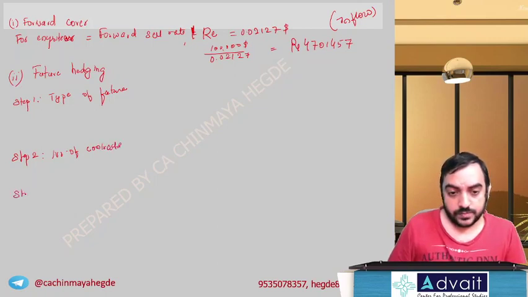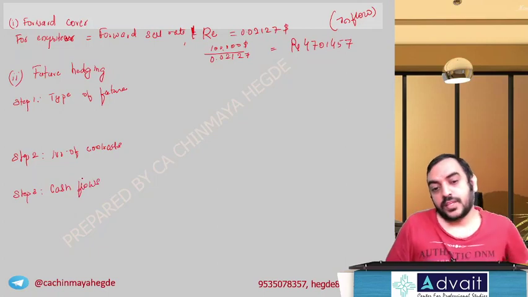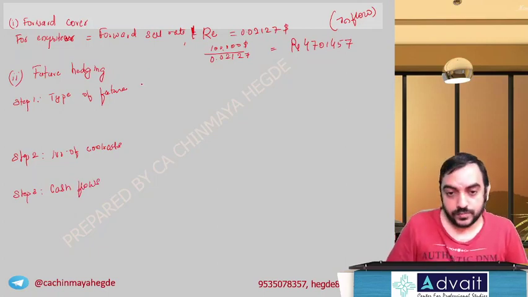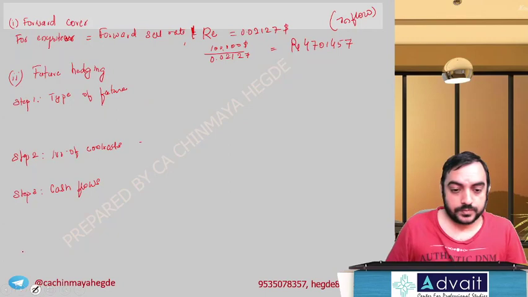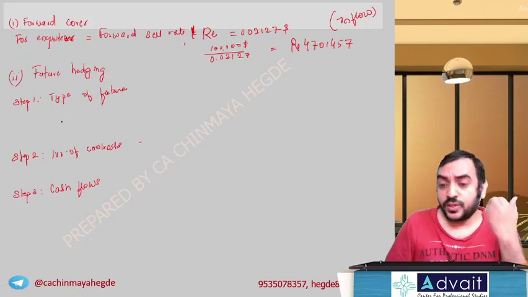And step 3, cash flows. Types of future depends on the same steps.